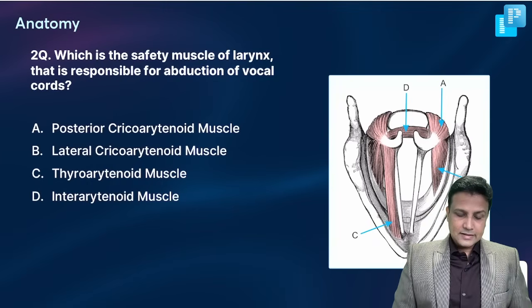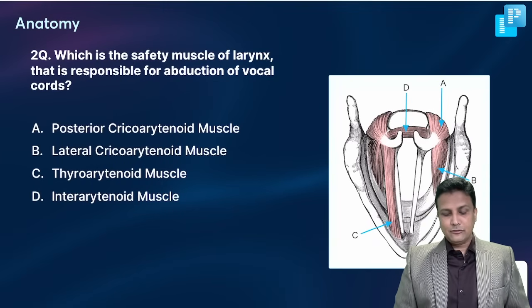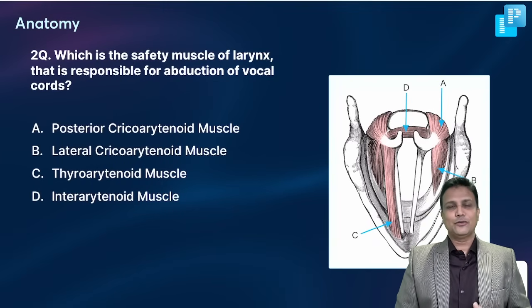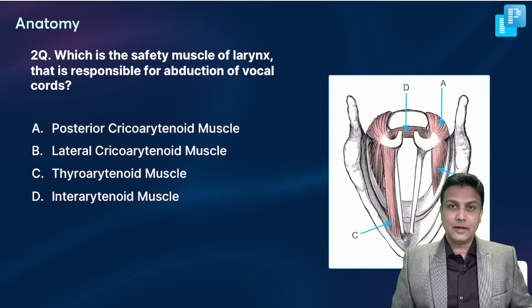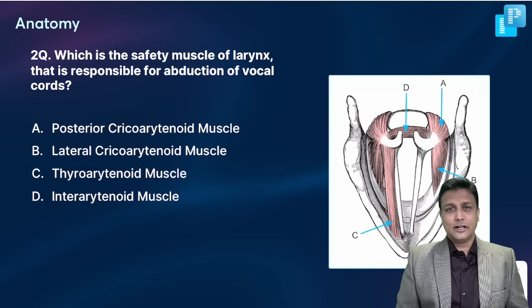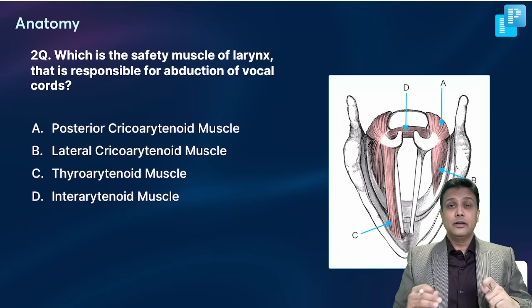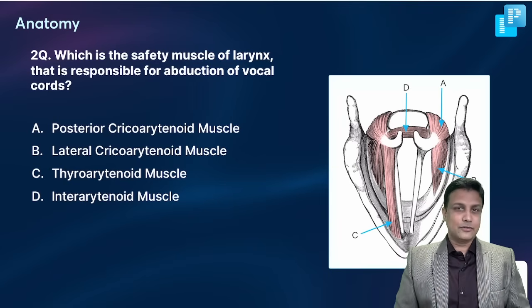Which of the following is the safety muscle of the larynx that is responsible for abduction of vocal cords? So, one of the oldest questions, and we have been discussing this n number of times, and I have given you a simple diagram also, on how to remember the safety muscle of the larynx.